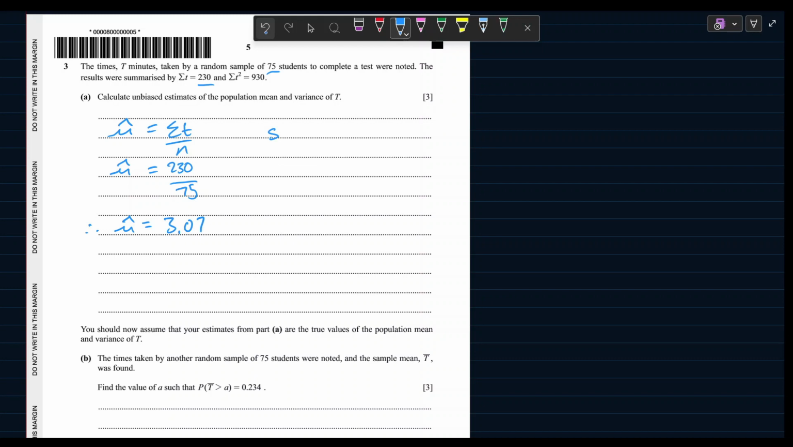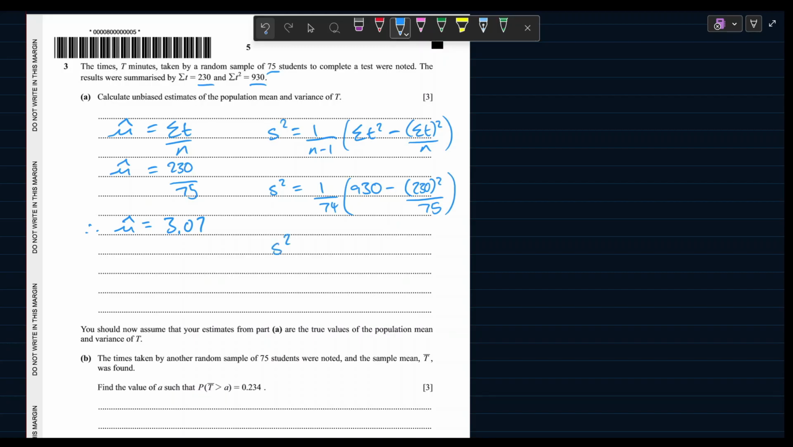And then the unbiased estimate of our population variance is going to be 1 over n minus 1 times the summation of t squared minus the summation of t squared over n, and then we close our bracket. So s squared is equal to 1 over n minus 1, so 75 minus 1, which is 74, times the summation of t squared, which is 930, minus the summation of t, which is 230, squared, over n, which is 75.